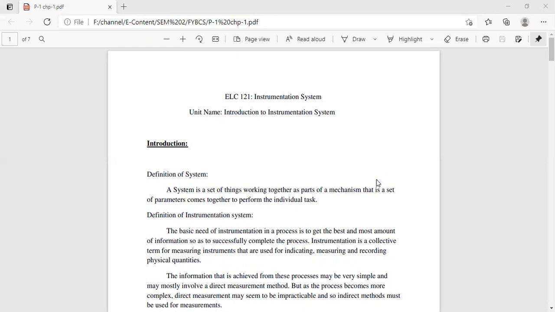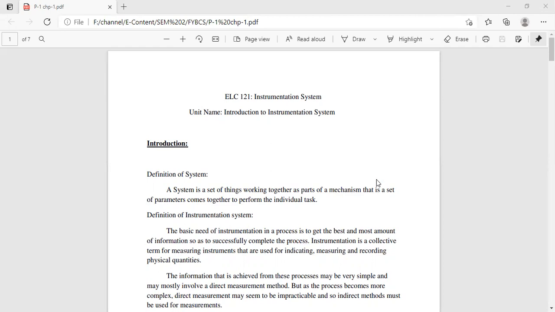Now, what is the instrumentation system? What is the definition of instrumentation system? The basic need of instrumentation in a process is to get the best and most amount of information for the successful completion of the process. Instrumentation is a collective term for measuring instruments that are used for indicating, measuring, and recording physical quantities. So it is a system which is used to indicate, to measure, and to record any kind of physical quantity.